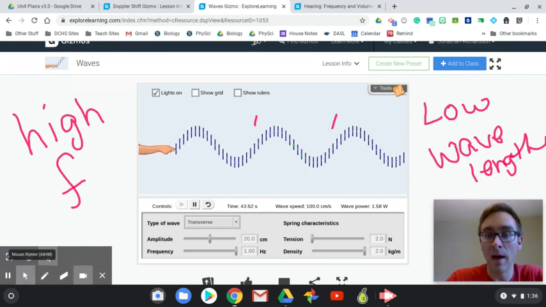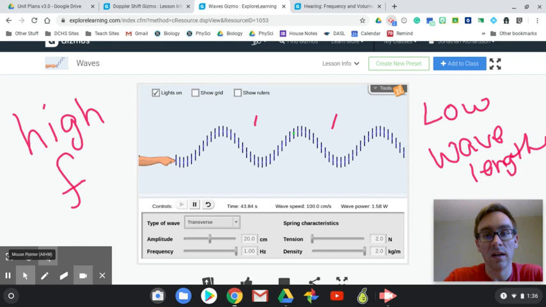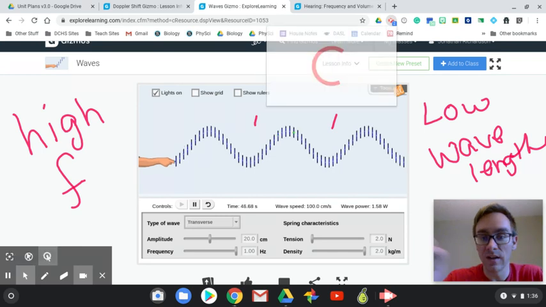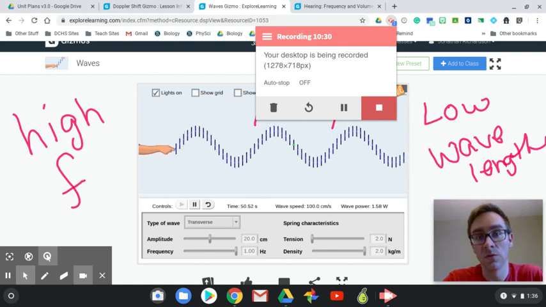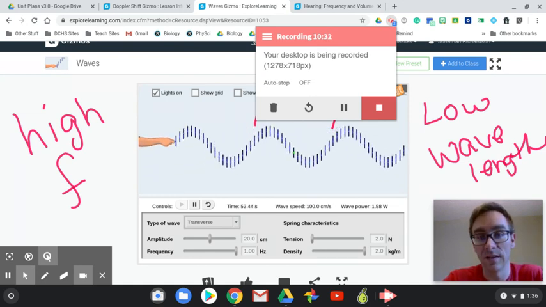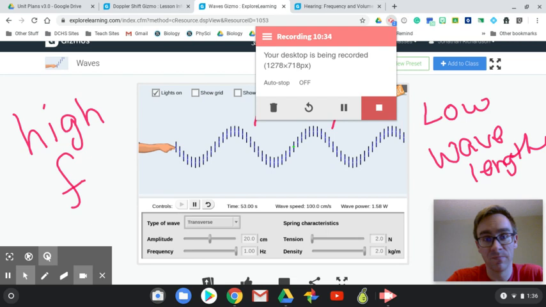All right, if you need to go back and look at the notes some more, don't hesitate to do that. Make sure you've got the big picture about the different parts and the relationship between frequency and wavelength.